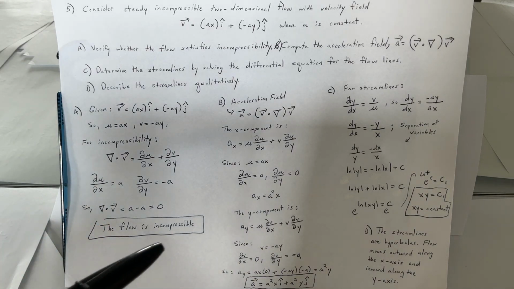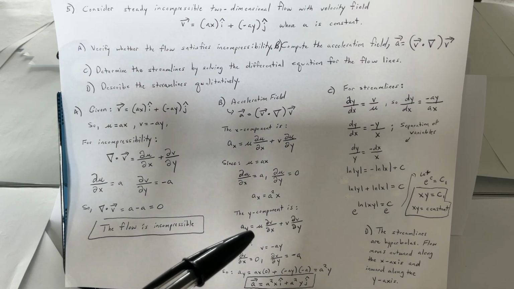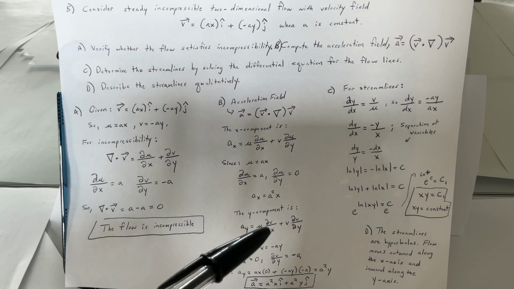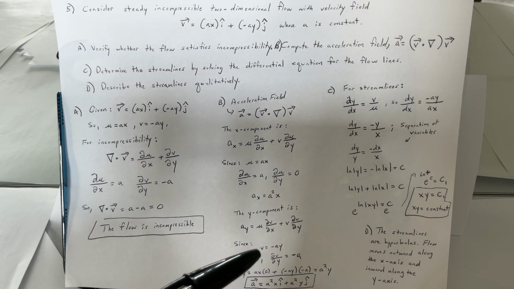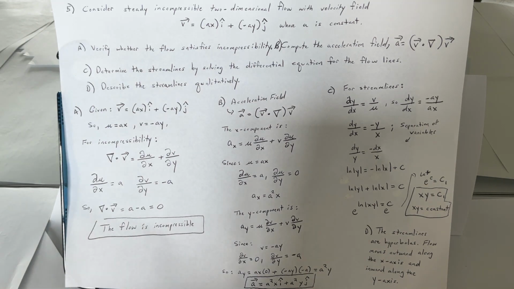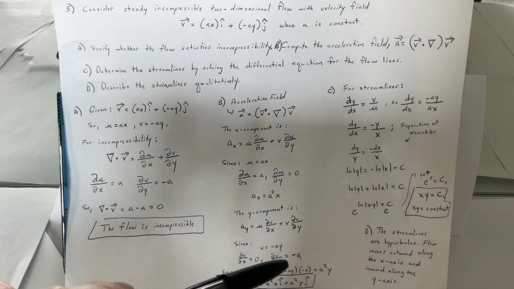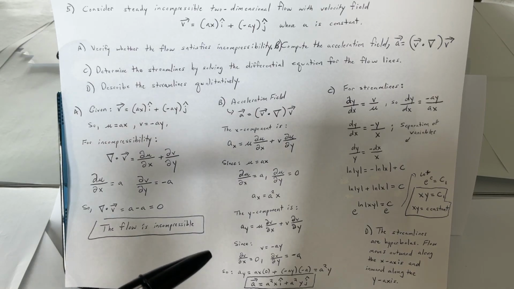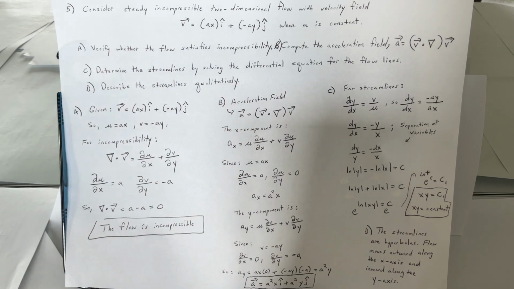Now the y component here is a sub y. That y component is u dv/dx plus v dv/dy. Since v equals negative ay, we have dv/dx equals 0 and dv/dy equals negative a. So we get a sub y equals ax times 0 plus negative ay times negative a, which equals a squared y.